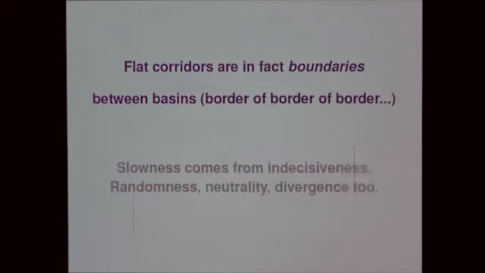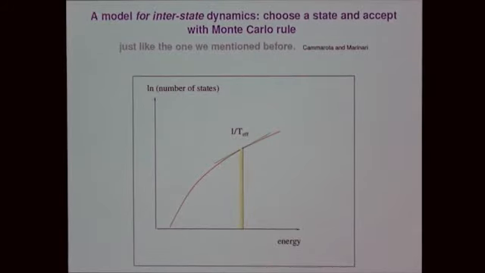Okay, so slowness comes from indecisiveness, mainly, and this is a property of anything that is trying to optimize in many dimensions. Many dimensions, I'm talking of phase space. Okay, so now we do a model that is simple. Just like the model that was done before for fitness, now we're going to do it for glasses.